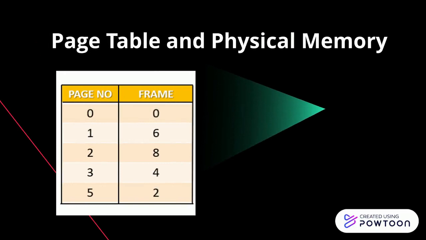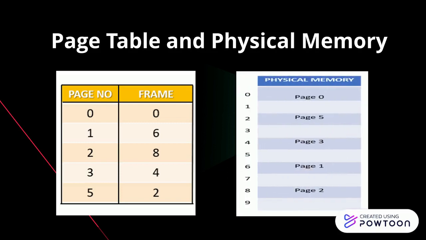Now let us understand what are page table and physical memory. This is how a page table looks. It has two columns, one for page number and the other for frame number. And coming to the physical memory, this is how a physical memory looks. It is divided into number of frames, each holding one page, since we learned that the frame size is equal to page size.